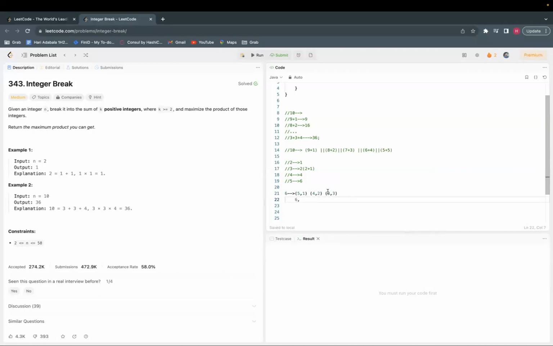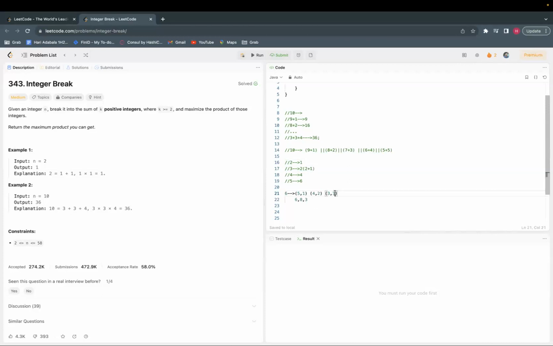And for 4 comma 2, for 4, the maximum possible value will be 4, and for 2, it is 2. So 4 comma 2 gives 8. And for 3, the maximum possible value is 3. As I mentioned, for anything less than 3, we can take the maximum of that number, which is 3.